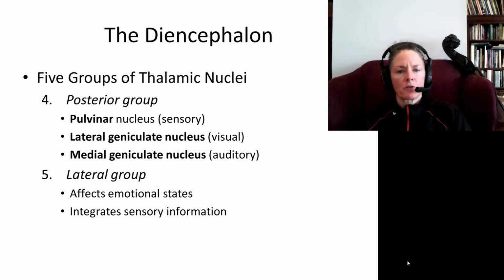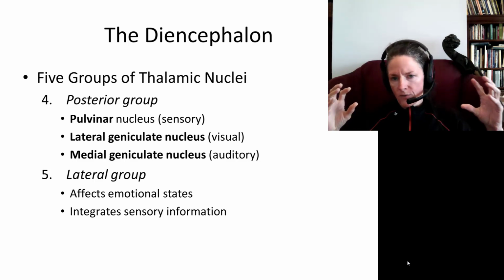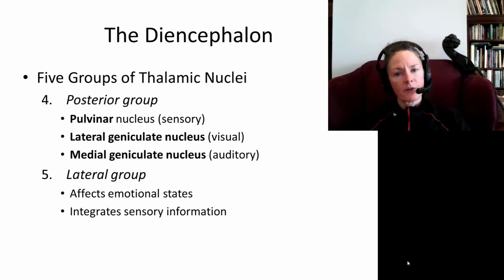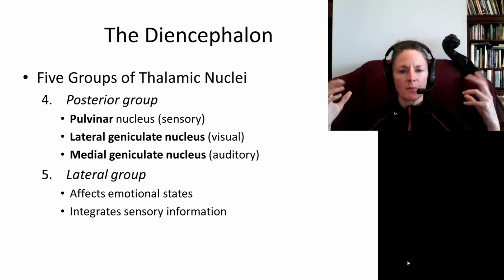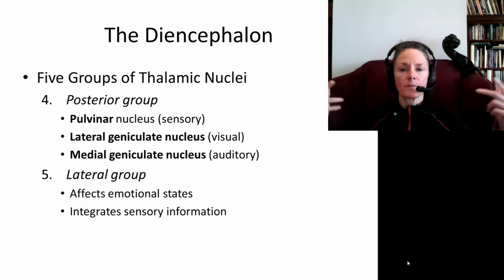All right, let's look at the posterior group of the thalamic nuclei now. We're going to have the pulvinar, which is the very back of the thalamus. And we're going to have 2 nuclei that are sensory nuclei for vision and hearing. So we're going to have the lateral geniculate nucleus, which is going to relay information originating from the eyes, from the retina, and it's going to relay that information to visual cortex. And then we're going to have the medial geniculate nucleus, which will relay information from the ears about auditory sensation to the auditory part of the cerebral cortex.